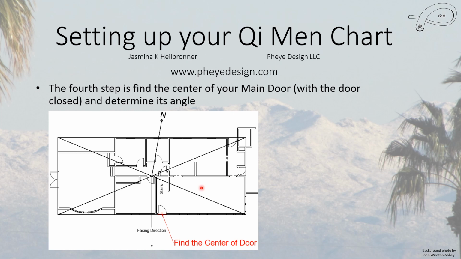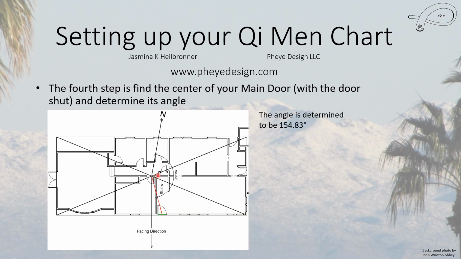Now, once you've done that, you've got your facing direction, you've got your true north, then you need to find the center of your door with the door in the closed position. And you just mark that. Then you draw a line from the center of the house where these two lines cross to the center of the door. And you measure this. It happens to be this angle. Now, if you're using a protractor, you're not going to get this accurate. But this is pretty precise because this is in the computer. And I'm pretty sure this angle is quite accurate. But if you can get it to 155, that's good enough. That's close enough.